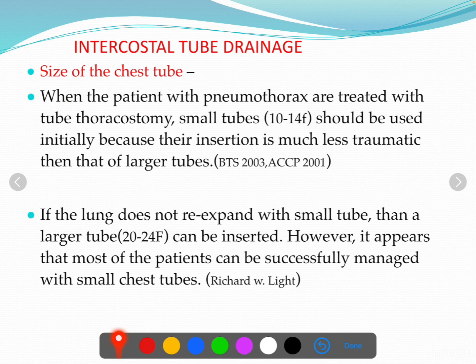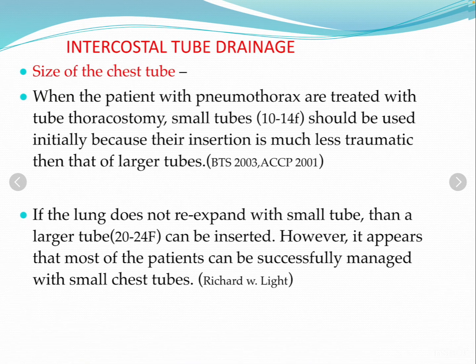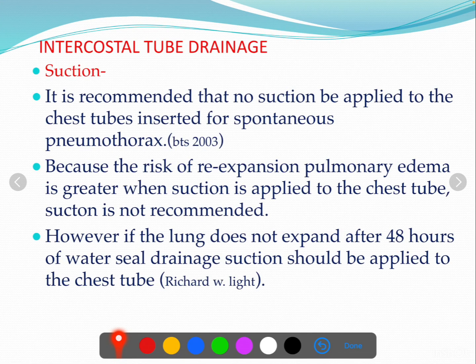However, it appears that most patients can be successfully managed with small chest tubes only. It is recommended that no suction be applied to the chest tube inserted for spontaneous pneumothorax, because the risk of re-expansion pulmonary edema is greater when suction is applied. Suction is not recommended. Very, very important. We should not do suction.